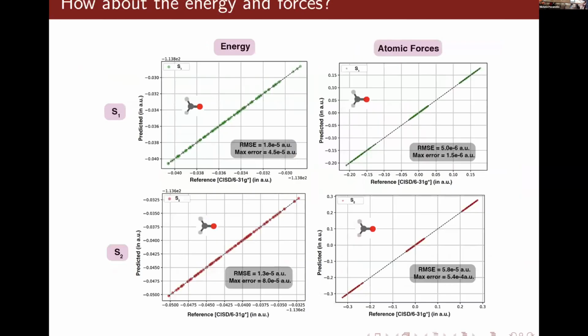Then we also looked at the accuracy of the energy and forces predictions. Those are very accurate. You can see the RMSE and max error are both in the order of 10 to the minus 5 or 10 to the minus 6, which is exactly what we want.